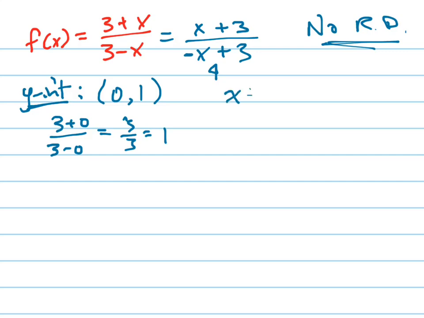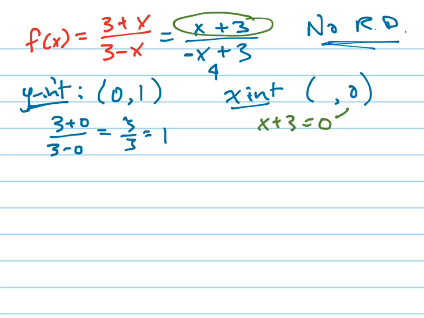I'll also find my x-intercept. My x-intercept is found by plugging 0 in for y and solving for x, but in this case it's only in the numerator. I only have to worry about the numerator, so let's do this in green. There's my numerator. So when does x plus 3 equal 0? Notice there's my 0, that's my y-coordinate, f of x. When x is negative 3? When x equals negative 3. Very good. So there's my x-intercept.